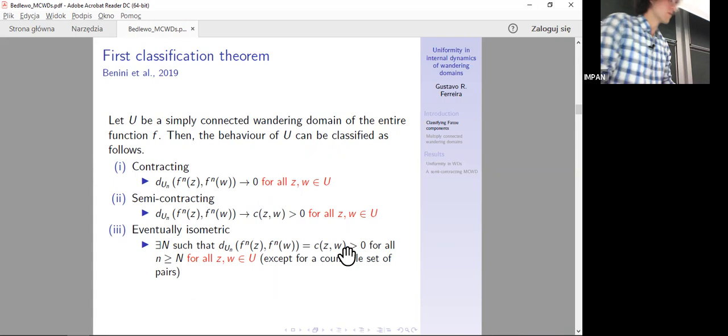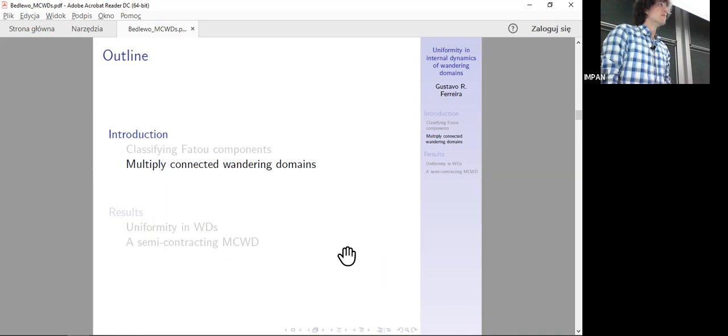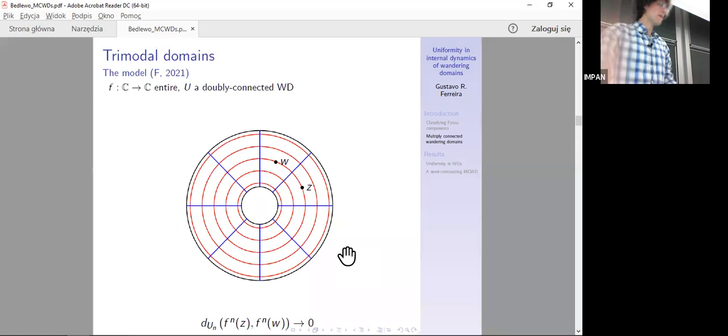But the important thing about this theorem is that whatever happens for one pair of orbits happens for all pairs of orbits simultaneously. And what we want to talk about here is how things are not the same in multiply connected wandering domains. So our example will be an entire function with a doubly connected wandering domain represented here by this annulus, because no one has yet managed to actually get a picture of a multiply connected wandering domain.